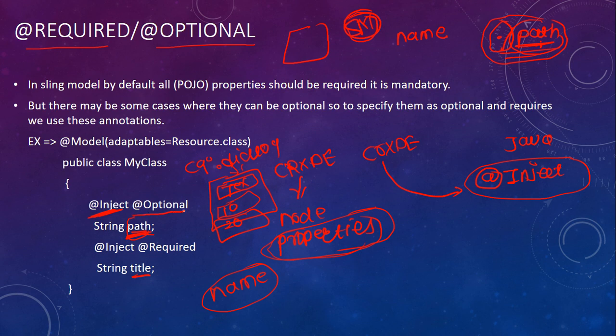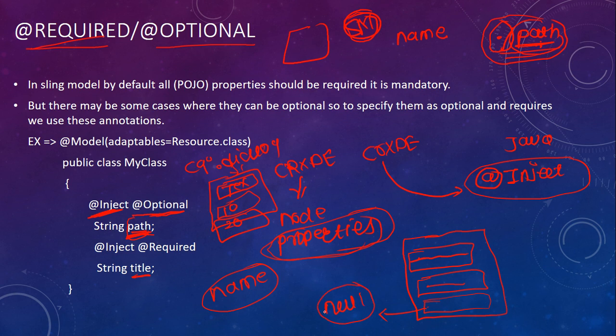Here we have an annotation that is optional and required. By default, consider this is your CQ dialog, and here we have more than one field, a lot of fields. Here the user is writing data, and unfortunately the user forgot and hasn't written anything inside this field. So by default what will happen? It will store the null value, and whenever a null value is stored inside this particular title or path, it will throw the null pointer exception. So when you deploy, you will get the null pointer exception.